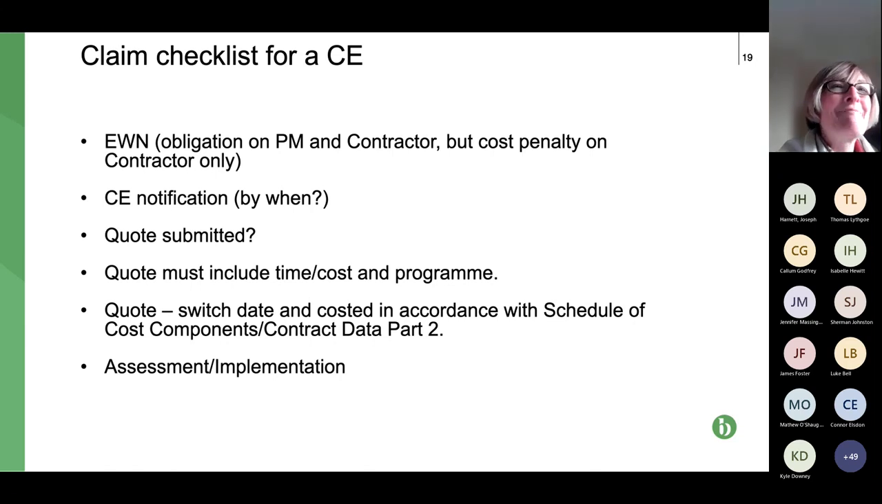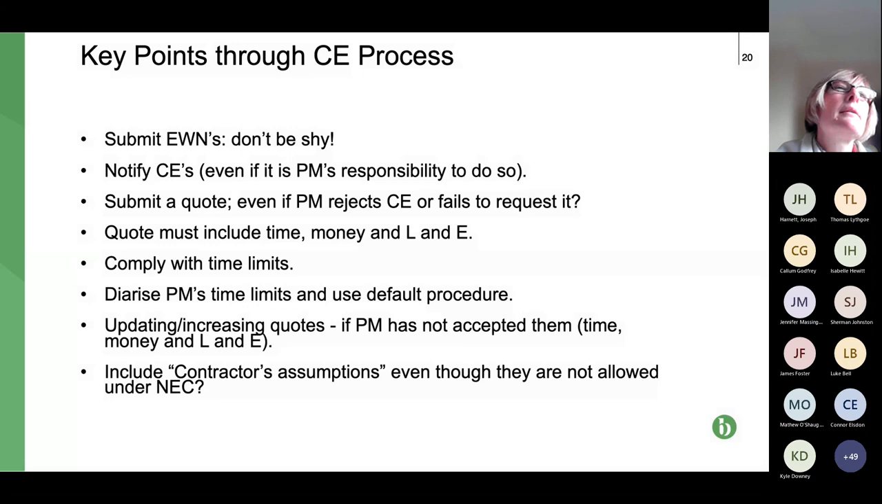Has the quote been submitted? Don't forget to submit it. Include not only the cost, but also the extension of time and also the cost of the time. Just remember that switch date, and remember once it's been implemented to claim it in your interim applications. What contractors sometimes do is claim the sums that they've put in their quotes, even if it's not been implemented. But you just need to be careful in your adjudications and make sure that you make a claim for a particular issue, that it is a CE and that the sum is due and that it should be paid in that case. So next slide, please. So I think this is just another summary.